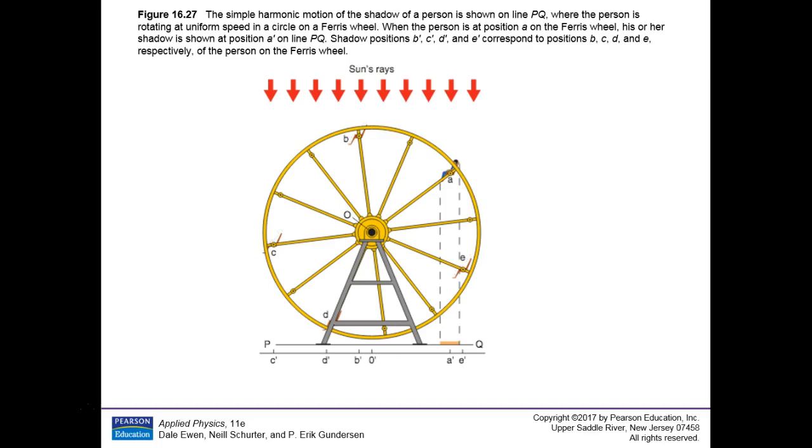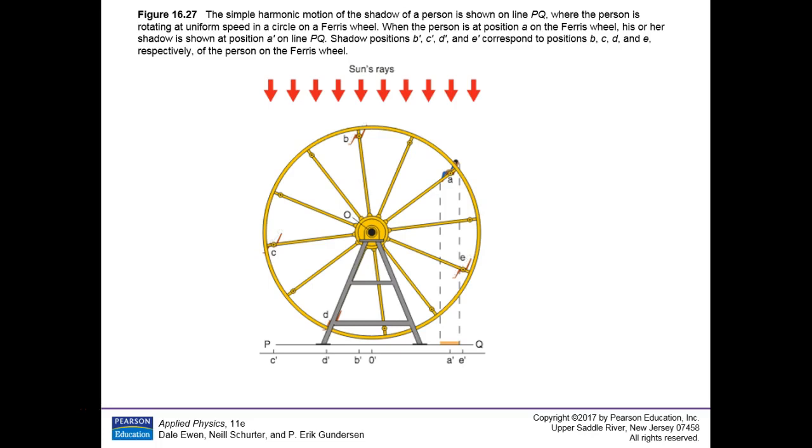Okay? If this is the person on the Ferris wheel, the sun shining down on him, you can tell by looking at the shadow of that person where he is. Right then, his shadow is going to be right here, somewhere between P and Q. Let's say the Ferris wheel is turning that way. A little bit later, he's going to be up here at B. His shadow would be down here.